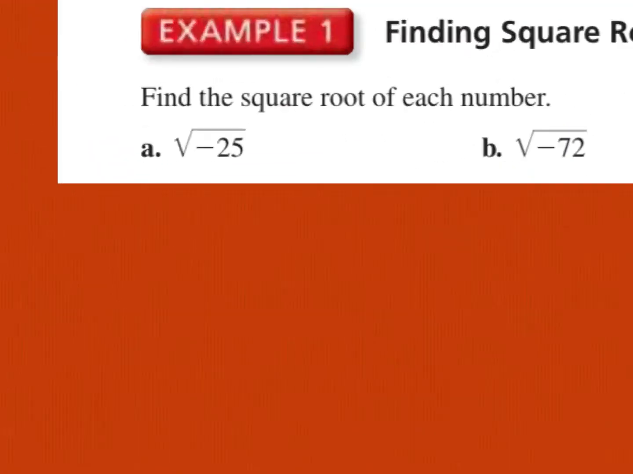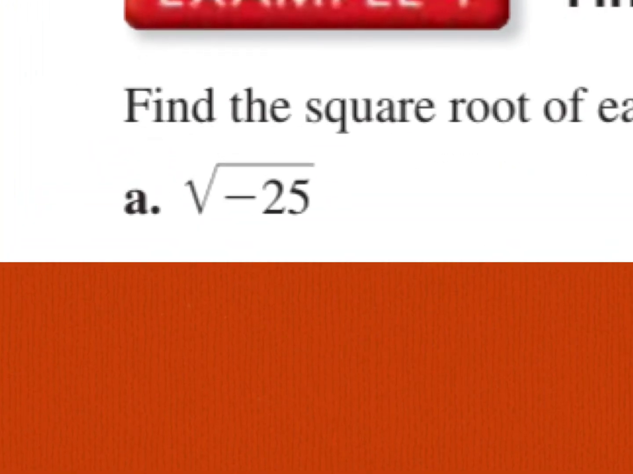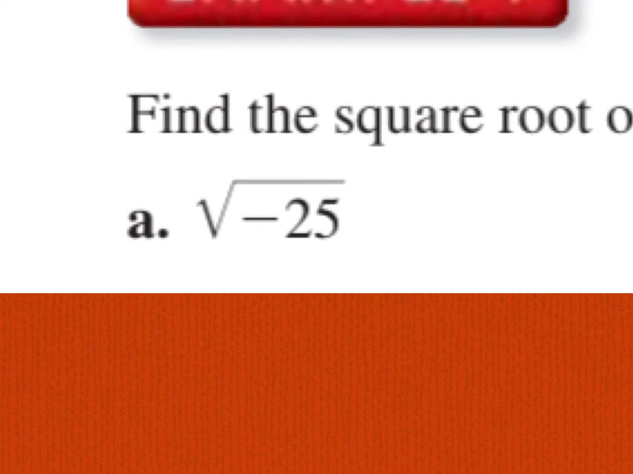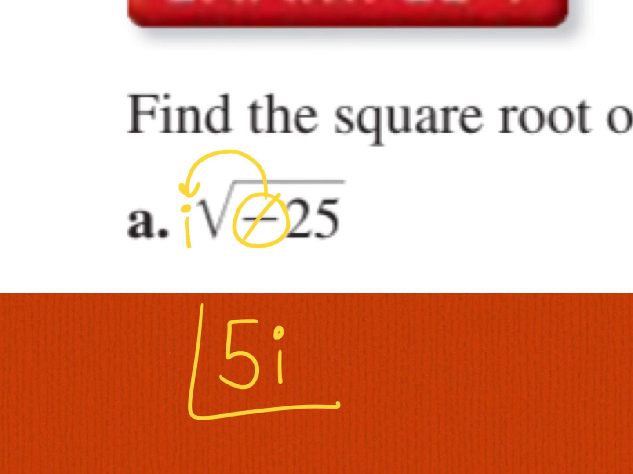Here we have to find the square root of each number. The first thing we want to do when taking the square root and there's a negative under the square root is take it out and turn it into an i. So we just got rid of the negative from under the square root. You just take it out, make it an i. Now what's the square root of 25? 5. So my answer here would just be 5i. The i goes after, it's like a variable, like x. We never say x5, it's always 5x. So it just goes at the end of the number.